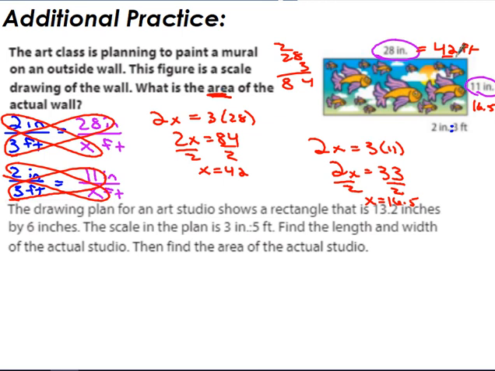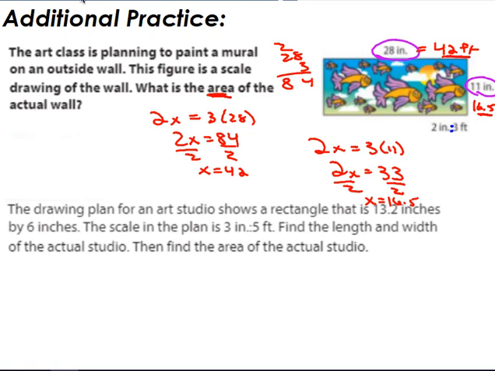I'm just going to erase this right now. And I would do 16.5 times 42. Now, real quick for the sake of time, guys, I'm going to multiply in my calculator. And I got 693.